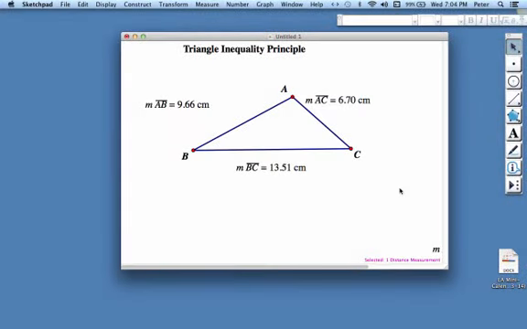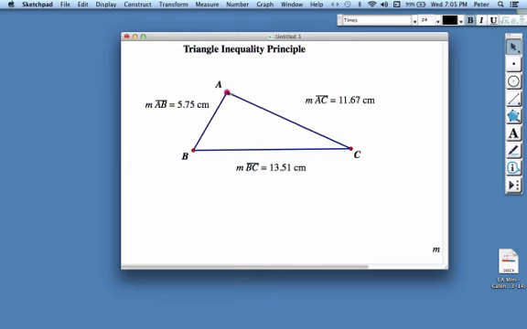A direct result of betweenness is something called the triangle inequality principle. And it states that in any triangle, the sum of 2 sides will always be greater than the length of the third side. So, the length of AB added to the length of AC will be greater than BC. Or I could add AC and BC together, and those would be longer than AB. You get the picture.